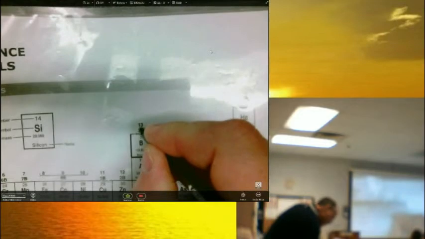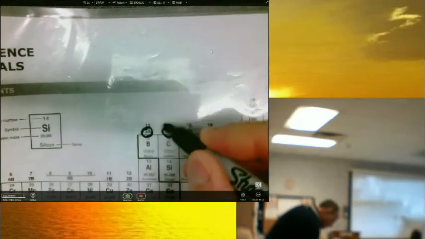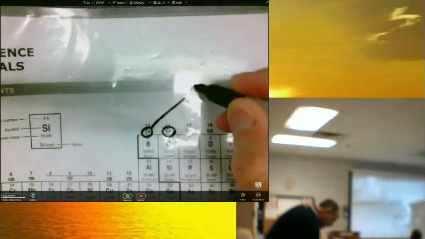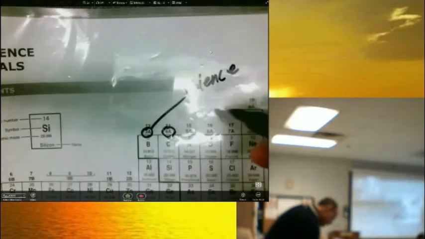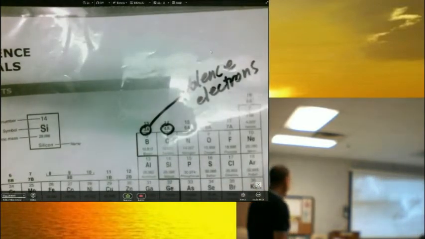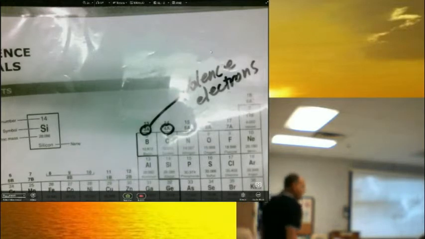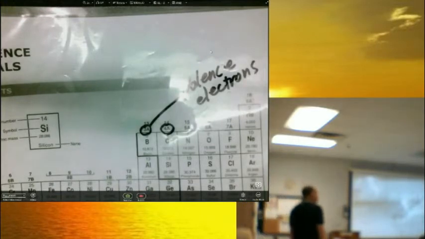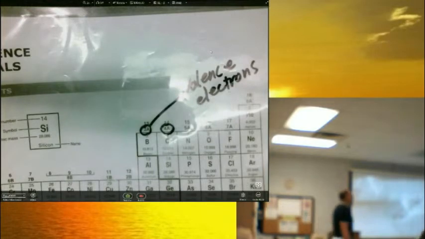You can put a little, let me find a pen that will actually write on this. So draw a line and write valence electrons. That little number above it. You just need a pencil to circle the little A's.